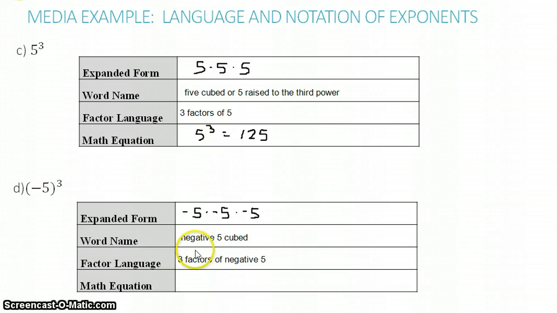And our math equation is negative 5 to the third power, or cubed, equals, well, notice from the expanded form, we know 5 times 5 times 5 is 125. We found that up here. And a negative times a negative is positive, and then this result would be positive. This is negative, so a positive times a negative is negative. So we have negative 125.